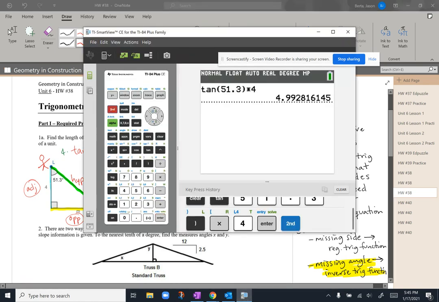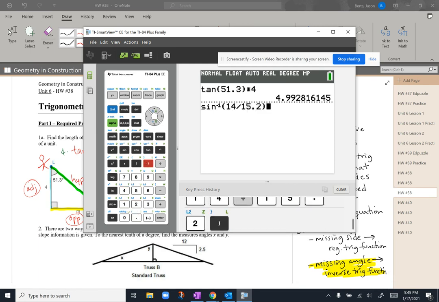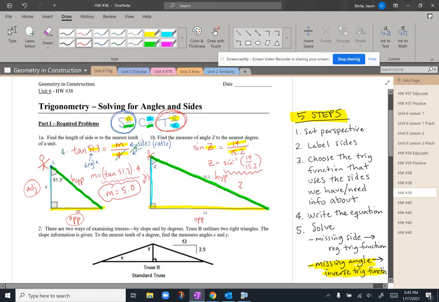To get to the inverse side, you hit the second key, then sine, and you hit 14 divided by 15.2, close parentheses, 67.08. So I'm going to call it 67.1 degrees is the measure of z. So again, you just go down the order of these steps. I encourage you to write these in your notebook so you have them handy next time you'll have to solve a trigonometry problem.